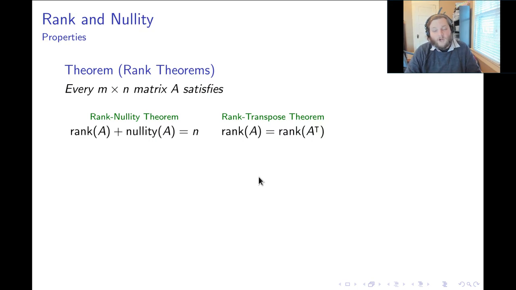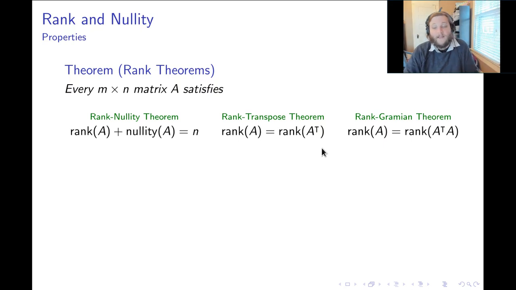Another remarkable theorem is what I like to call the rank transpose theorem. What this says is that the rank of any matrix is always the same as the rank of its transpose. And this is not obvious, nor should it seem obvious. So think about what we're saying here. What we're saying is that when we row reduce A, we get the same number of pivots as we would have gotten if we row reduced A transpose. So that turns out to always be true.